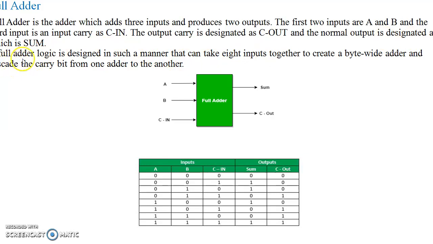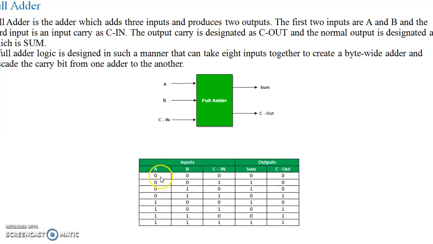So a full adder logic is designed in such a manner that it can take 8 inputs together to create a byte word adder and cascade the carry bit from one adder to another. So here we are using 3 inputs A, B and C in, and we are getting 2 outputs, that is sum and carry out. So this is the truth table of a full adder circuit. In the truth table we are taking 3 inputs A, B and C in, and 2 outputs are sum and carry out. So for 3 inputs the number of possible combinations are 8.